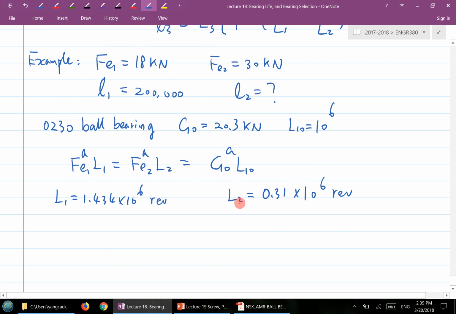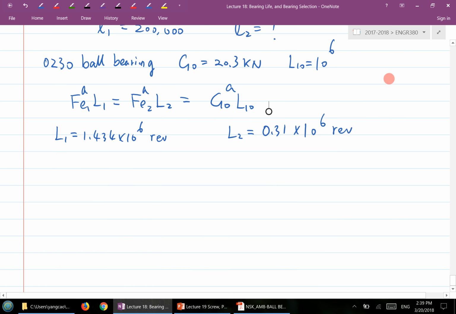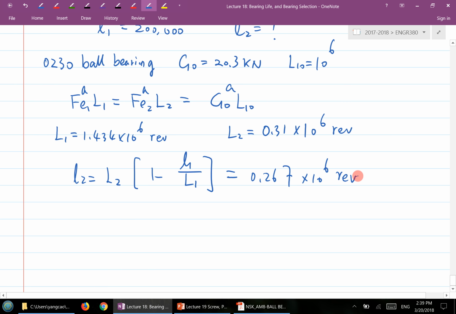Once you find L1 and L2, you can use this formula that we just derived. This formula has L1, L2, L3, but in our case we only have L1 and L2, so you can simplify and you don't need this term. We can have L2 equal to capital L2 times (1 minus L1 over capital L1). Substitute everything into this formula. This gives us 0.267, so we have around 267,000 revolutions left, or number of cycles left.